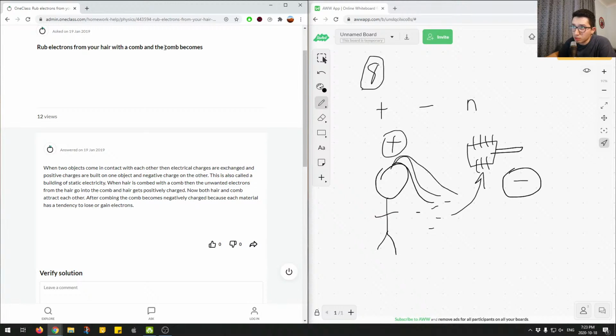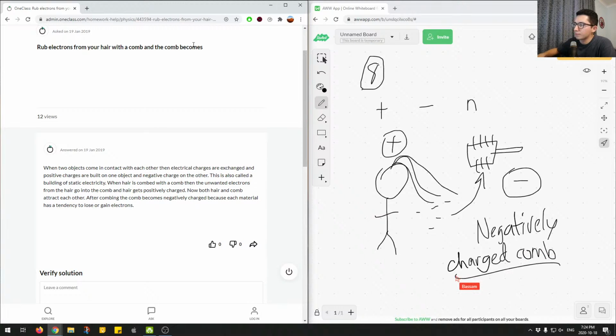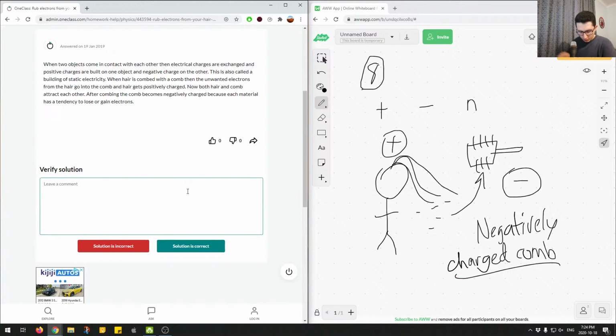Here we're only really asked for what the comb becomes, and our answer here is negatively charged comb. So this is the correct answer. Great job. And we'll mark this as correct.